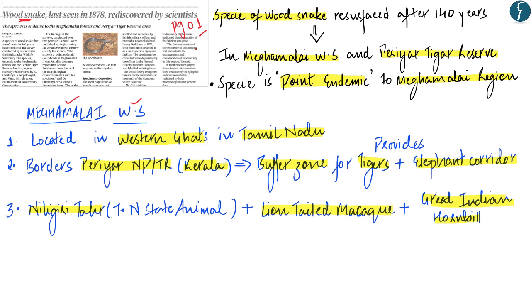Thus, to recapitulate, you need to remember that the species of the wood snake which has resurfaced here is point endemic to the Meghamalai region. And as far as the Meghamalai Wildlife Sanctuary is concerned, you need to remember its location. That is, it is found in Tamil Nadu. Second, that it borders Periyar National Park and hence serves as a good buffer zone for the tigers as well as an elephant corridor. And lastly, that the Nilgiri tahr, lion-tailed macaque as well as the Great Indian Hornbill are some of the few notable species found in the Meghamalai Wildlife Sanctuary. With this, let's move on to our next news.